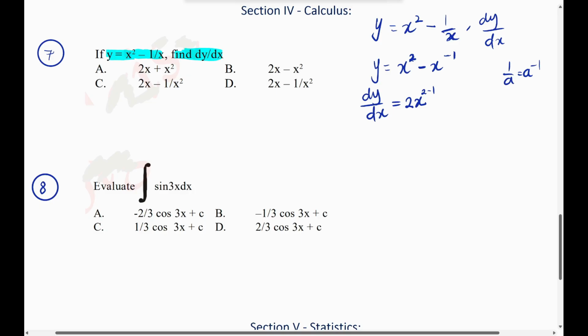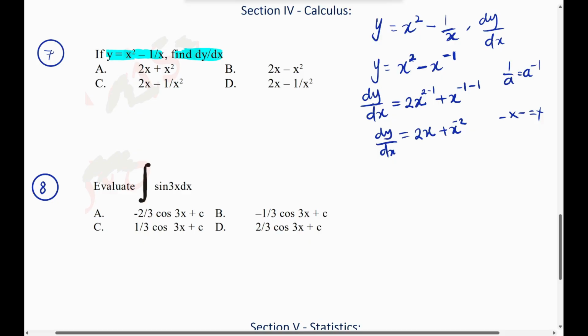And then the same thing here, the power here is minus 1, times this minus over here. That will become plus. Minus times minus is essentially plus. So that's plus. And then we take away 1 from the power. So minus 1 originally in the power, and then another minus 1. So therefore we have 2x, since 2 minus 1 is 1, and then plus x to the power of minus 2. And that's our dy/dx.